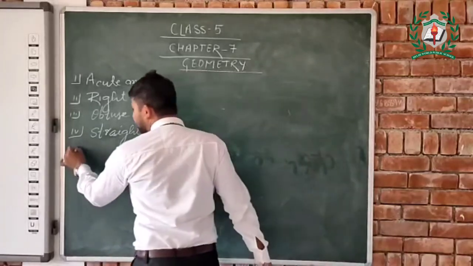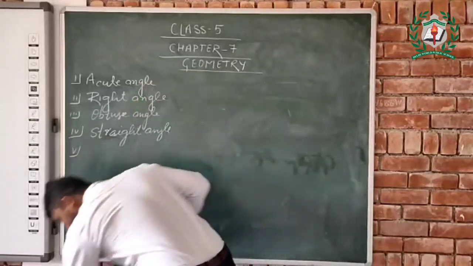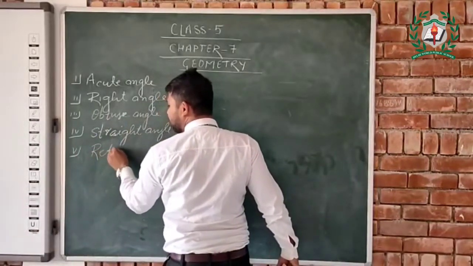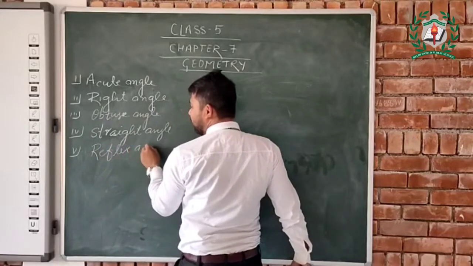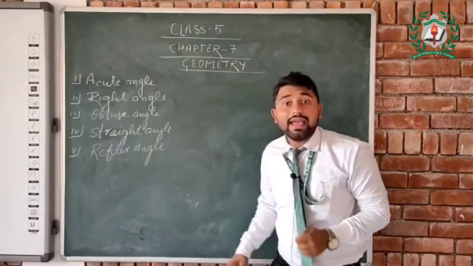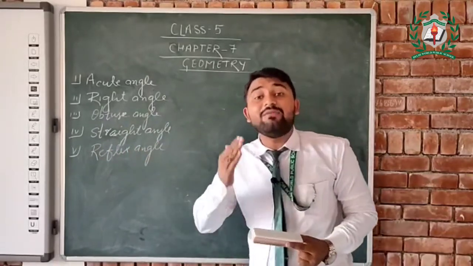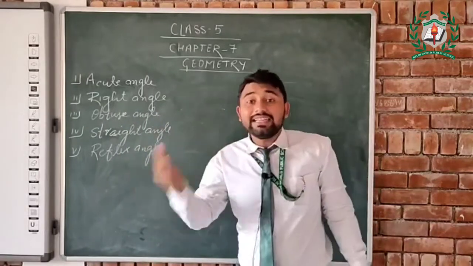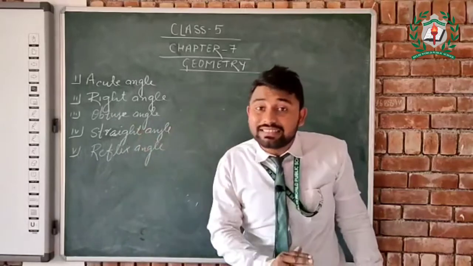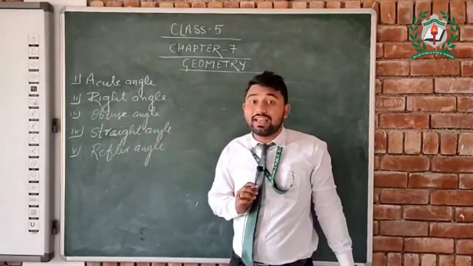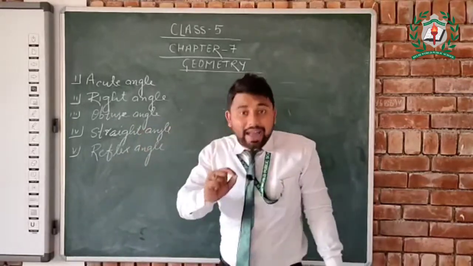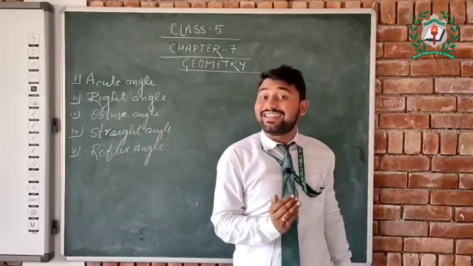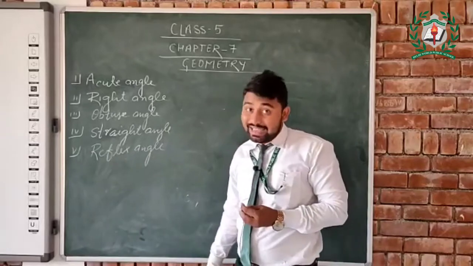Now next one, the fifth. After 180 degrees, the next is reflex angle. Reflex angle means what? An angle which is greater than 180 degrees but less than 360 degrees is called a reflex angle.